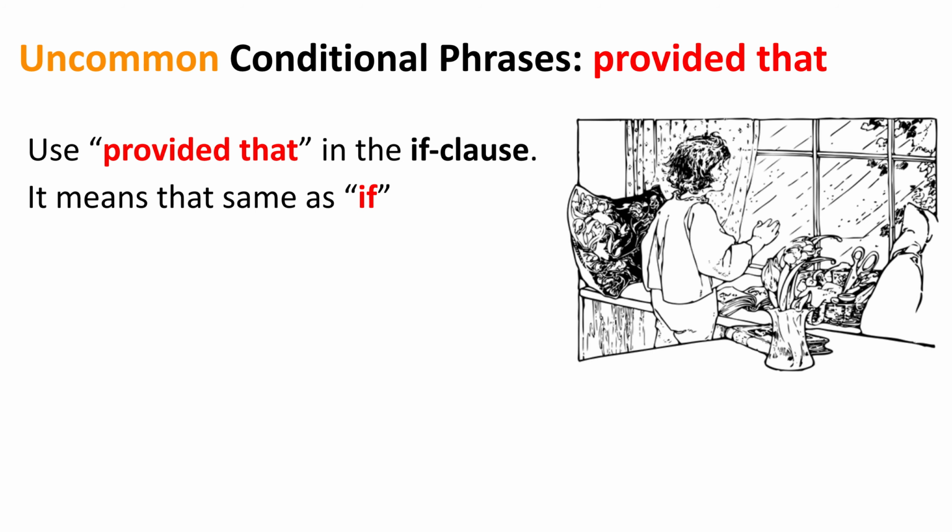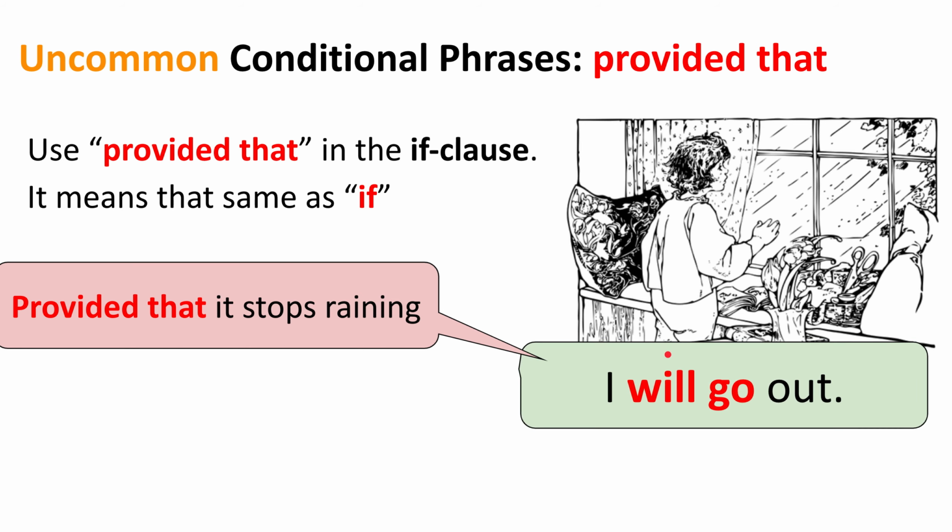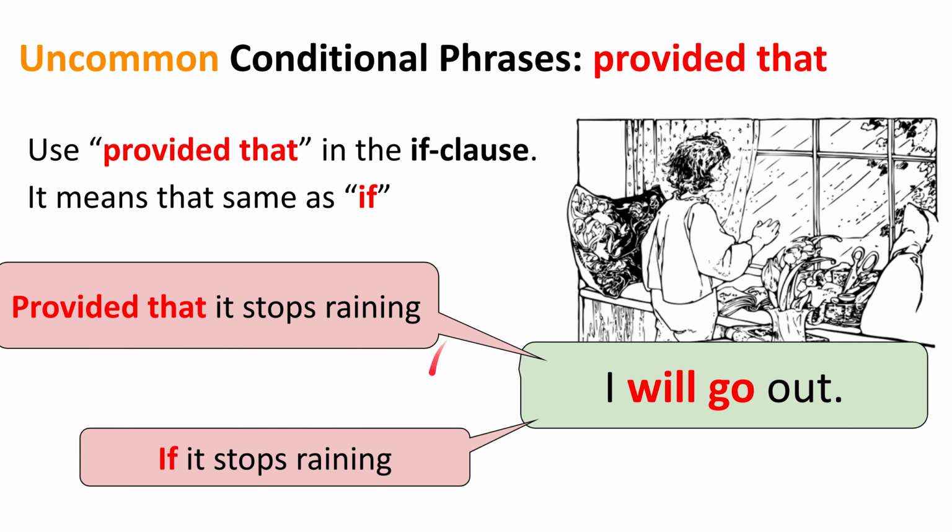The first one that we will look at is provided that. Provided that occurs in the if clause, and it means the same as an if statement. So for example, provided that it stops raining, I will go out. Or in other words, if it stops raining, I will go out. Both provided that and if mean the same thing. Okay, so both of these if clauses have the same meaning.